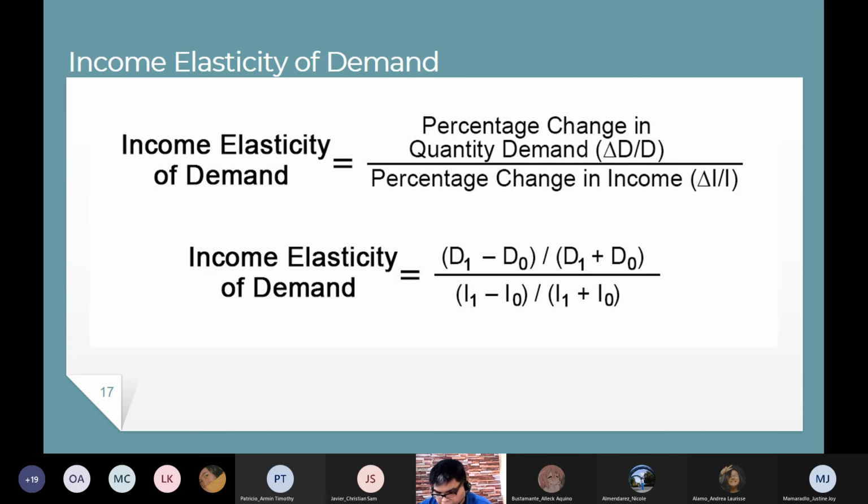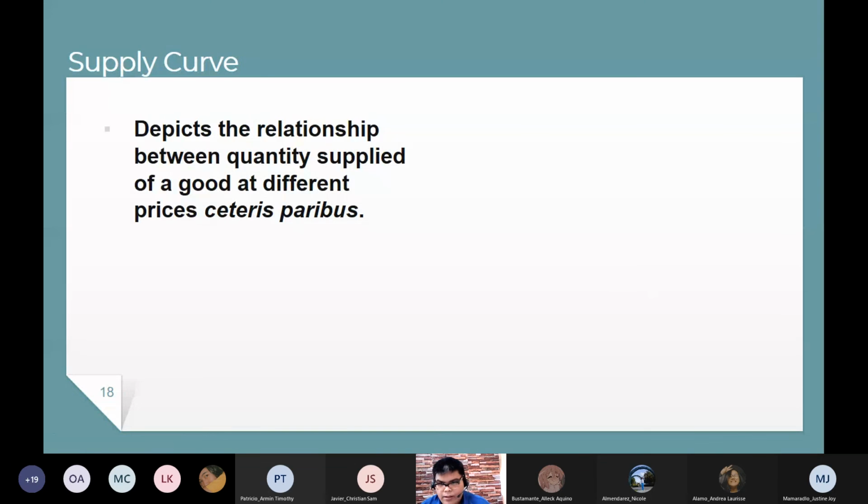Iba yung formula ng income elasticity of demand dito, but it's also pretty much the same. The supply curve. Hindi ko na siya pinahabaan. You may also search, and you may also press the QR code for the featured economist, John Maynard Keynes.